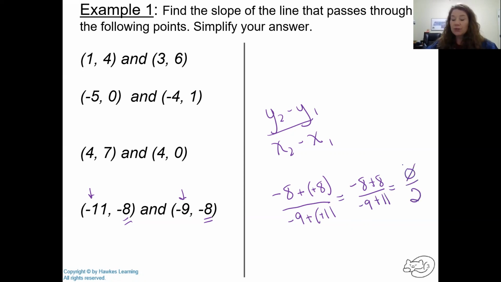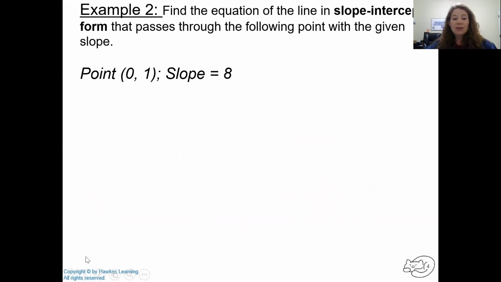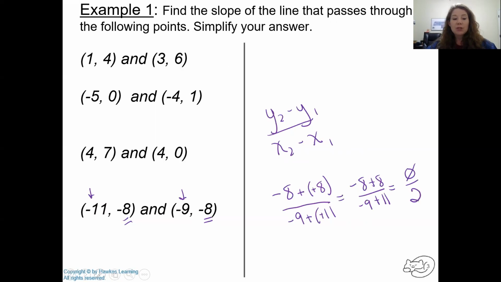Now, I want everyone to use your calculator. Divide 0 by 2, and look at your calculator, it does not tell you you've made an error. The answer is 0. So you can divide 0 by a number and get a real answer, but you cannot divide by 0. You're not allowed to. So the slope of this one, and I think I told you that M represents the word slope. So our slope on this one is 0.